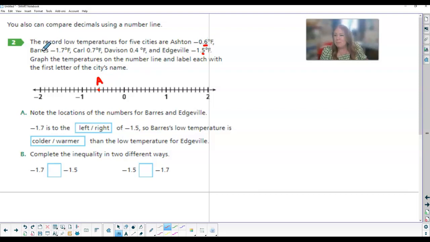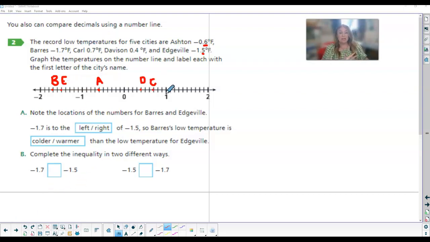So now Bars is negative 1.7. So I need to go all the way past 1 and then 7 more. 1, 2, 3, 4, 5, 6, 7. So here's Bars. So go ahead and try Carl, Davidson, and Edgeville on your own.